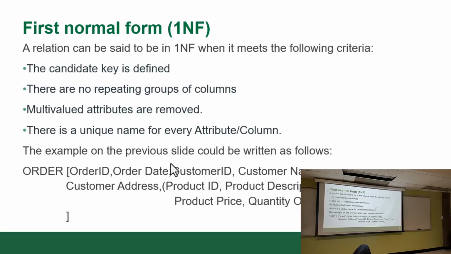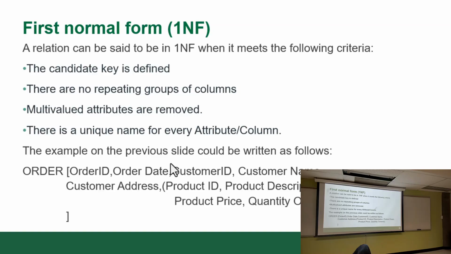When you're looking at this, you may end up with a column with comma delimited values. A common one you guys might recognize more would be phone numbers. Some of us have more than one phone number. So you'd have comma delimited phone numbers because that's multi-valued. There's a unique name for every attribute. So every column has a unique name of its own.